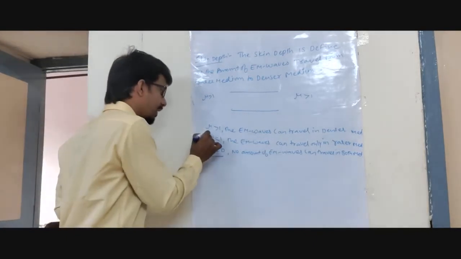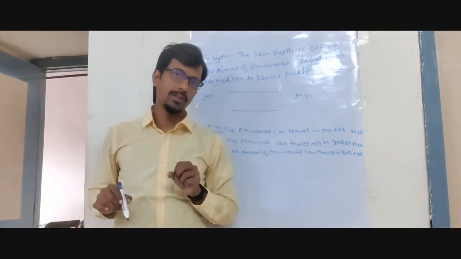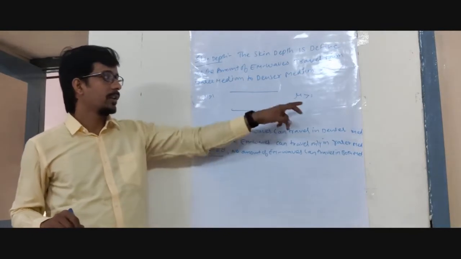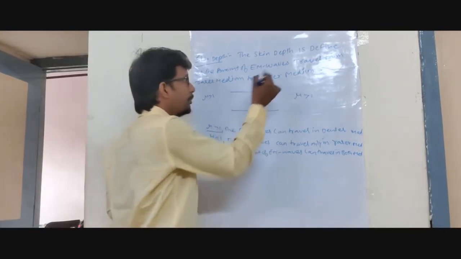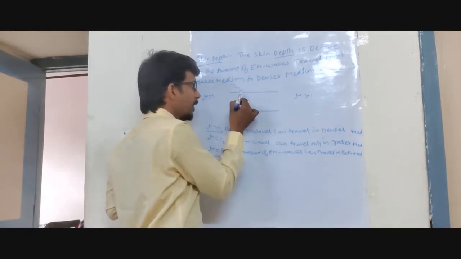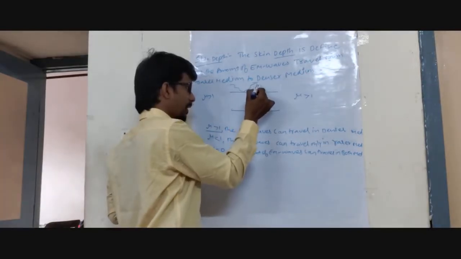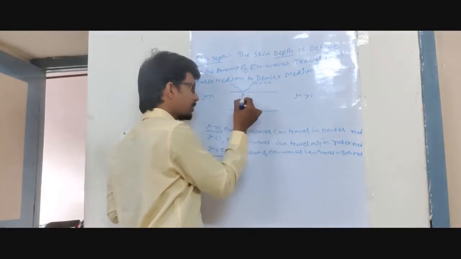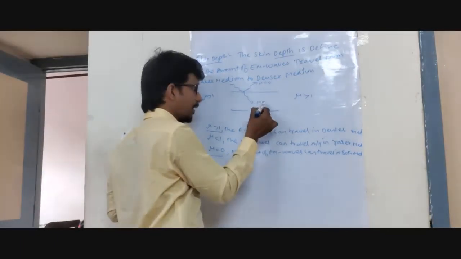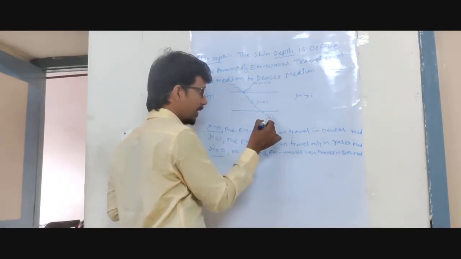So in order to satisfy this, the critical angle mu should be greater than 1. Why should mu be greater? When mu is greater, then only the wave can penetrate. Penetrate, and then only it is going to give the depth. If mu is equal to 0, what happens? It is reflection. When mu is less than 1, the wave goes inside a little and comes back.